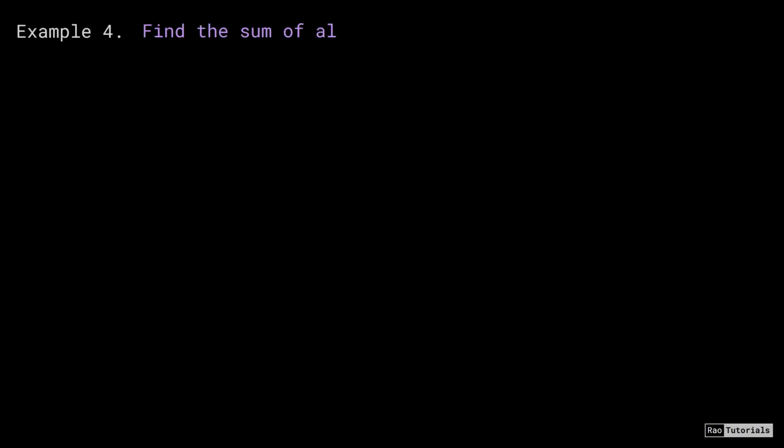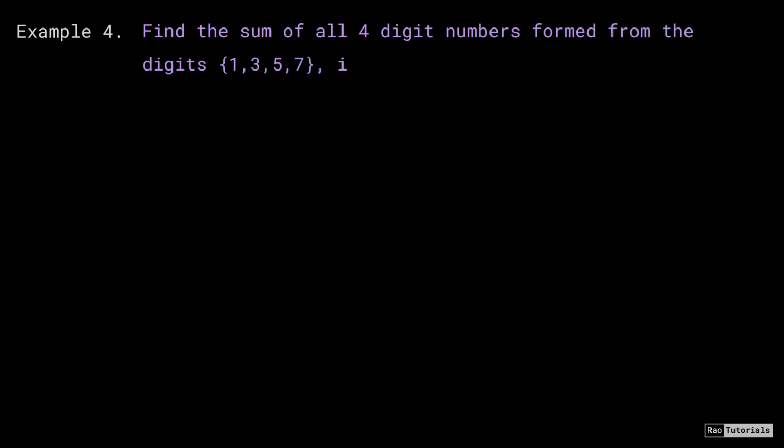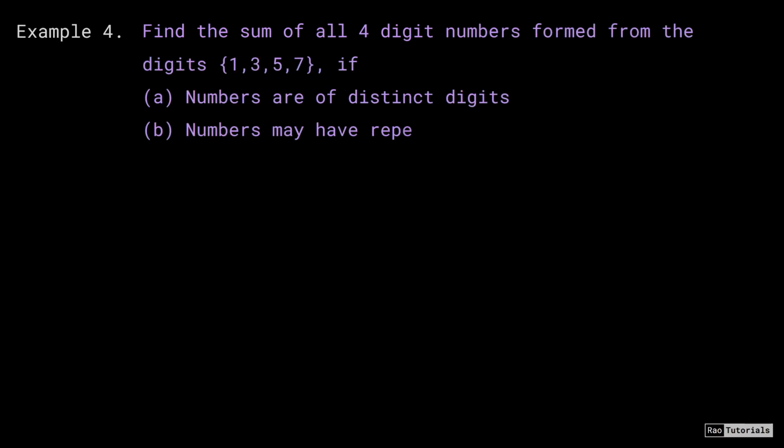The next question is to form 4-digit numbers from the given digits and then to find the sum of all those numbers. Before we start with this question, let us discuss some things first.